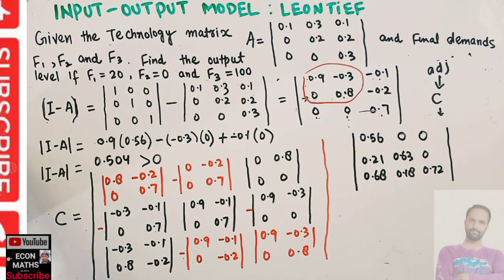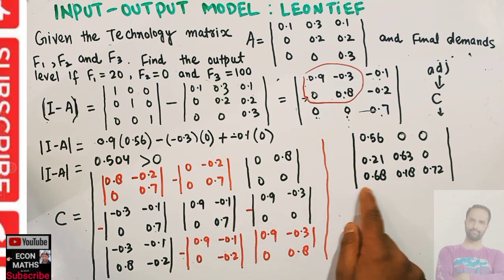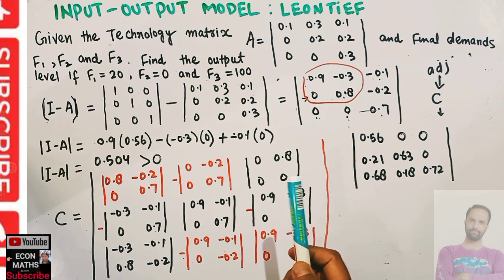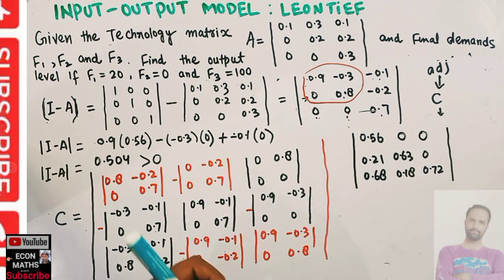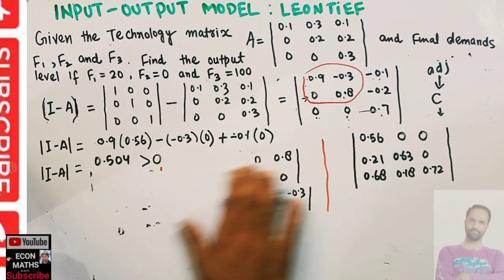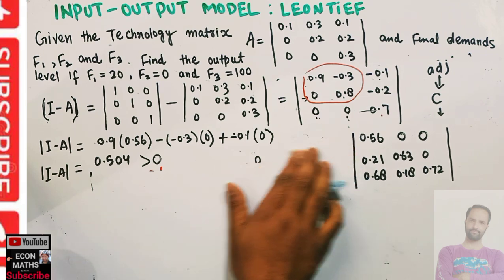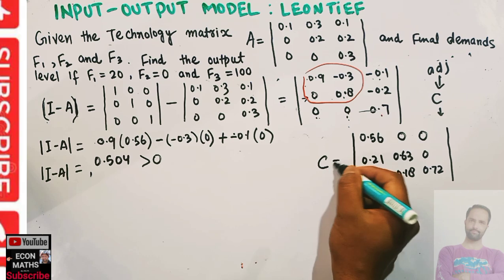Okay, I hope I make myself clear. There can be some technical errors in calculation, but I have tried to make this stuff easy. So 0.9 into 0.7 is obviously what I got here, this very matrix, and this is our cofactor matrix. Okay, so this is our cofactor matrix.